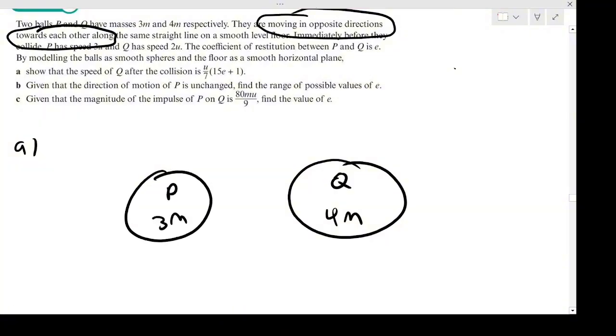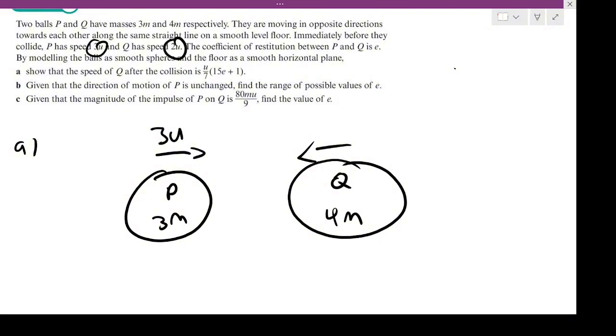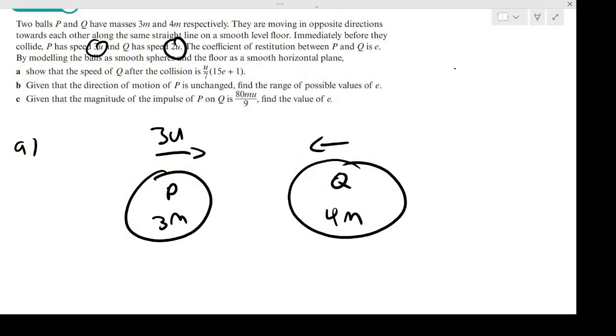Here we are. So P is going to go to Q like this, and Q is going to go to P like that. And I'm told P has speed 3u here, and Q has speed 2u. Hopefully happy with this, right?